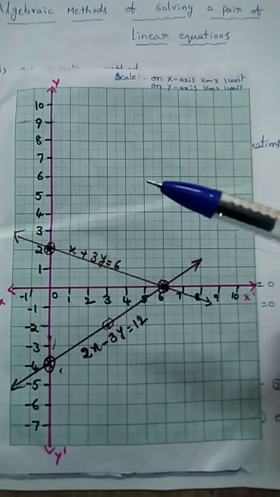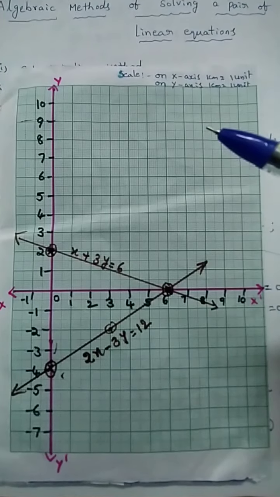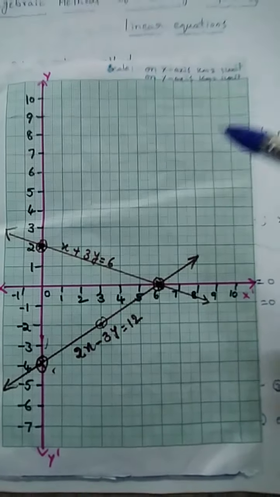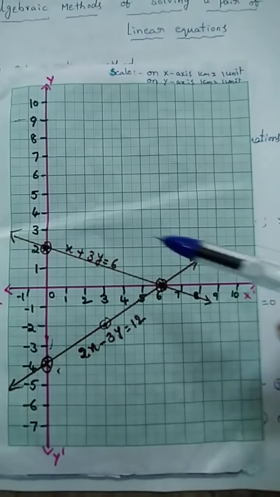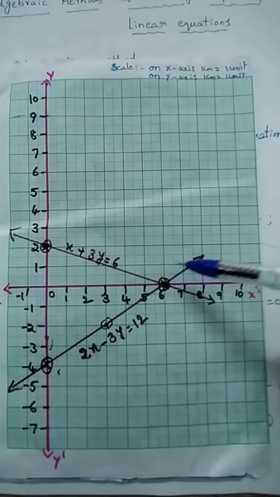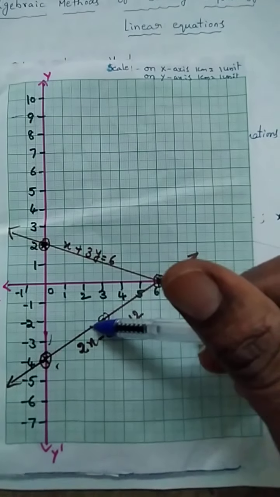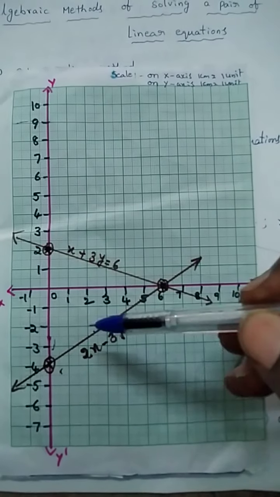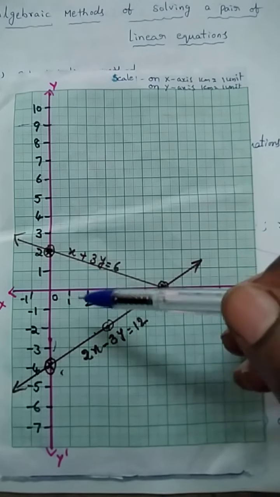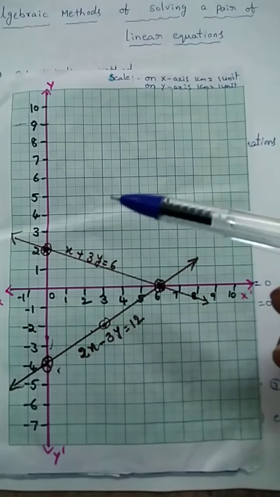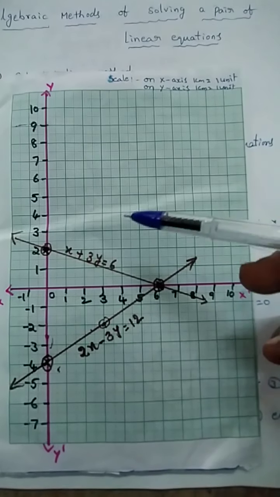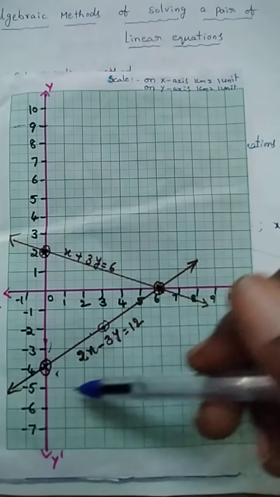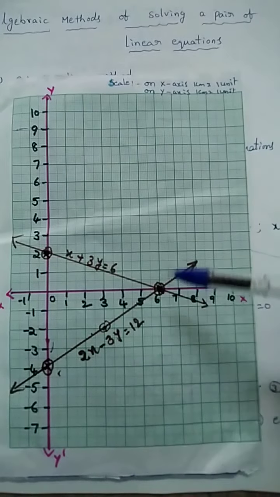Okay, students. In yesterday's class, we discussed how to find the solution for the given pair of linear equations by the graphical method. This is the solution for these pair of equations by the graphical method. So, already we know the thing: to find the solution for the pair of linear equations by the graphical method. This is the way to find the solution by the graphical method.